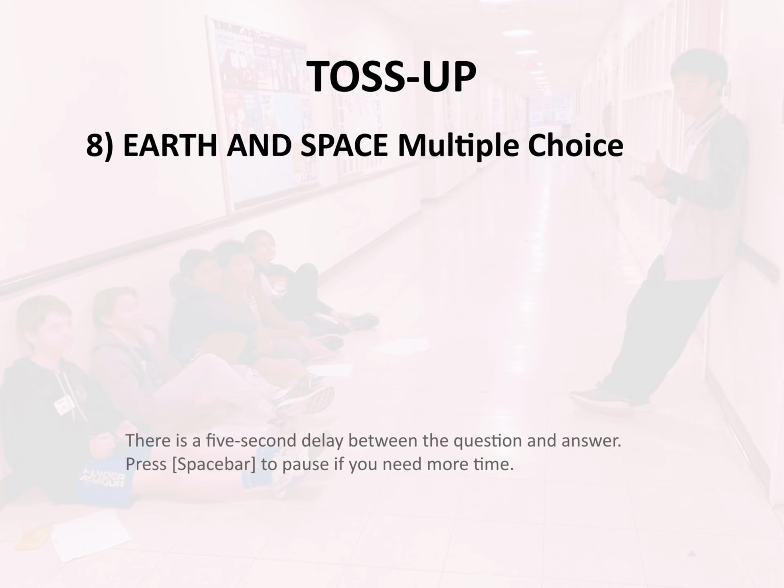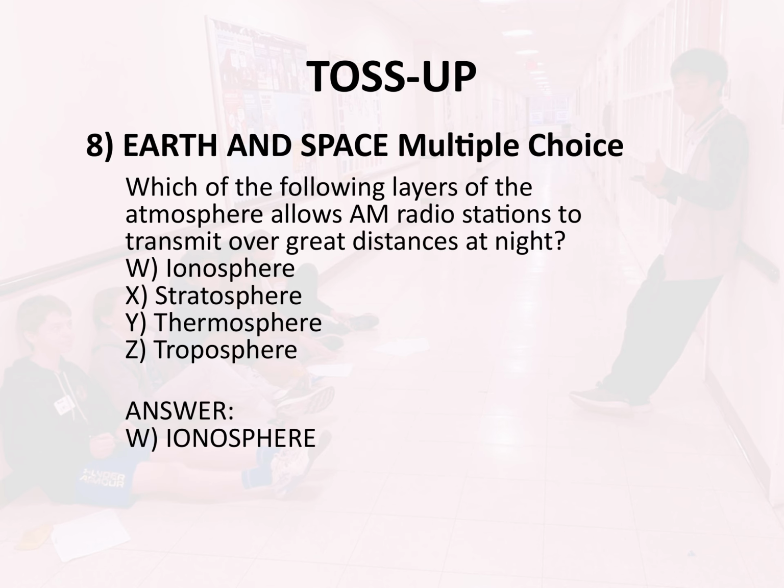Toss-up 8. Earth and space multiple choice. Which of the following layers of the atmosphere allows AM radio stations to transmit over great distances at night? W. Ionosphere. X. Stratosphere. Y. Thermosphere. Z. Troposphere. Answer. W. Ionosphere.